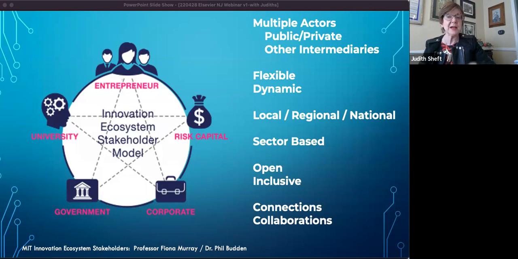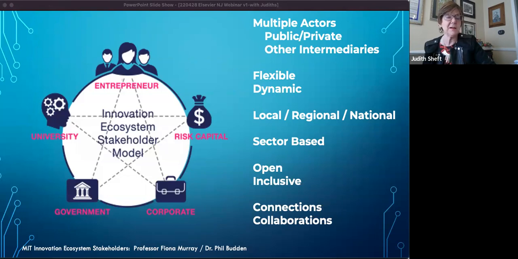Now, in terms of these ecosystems, there are some things that are important to note about them. Again, there are multiple actors involved. There are people from the public sector, the private sector, and sometimes intermediary organizations who might be involved. It might be a trade organization in New Jersey. There's a bio affiliate, BioNJ, who sometimes serves as an intermediary, helping to connect the players specifically in the life sciences space. We have another trade organization, Tech United, which is a little more focused on businesses within the technology sector broadly speaking, and they help make some of the connections.